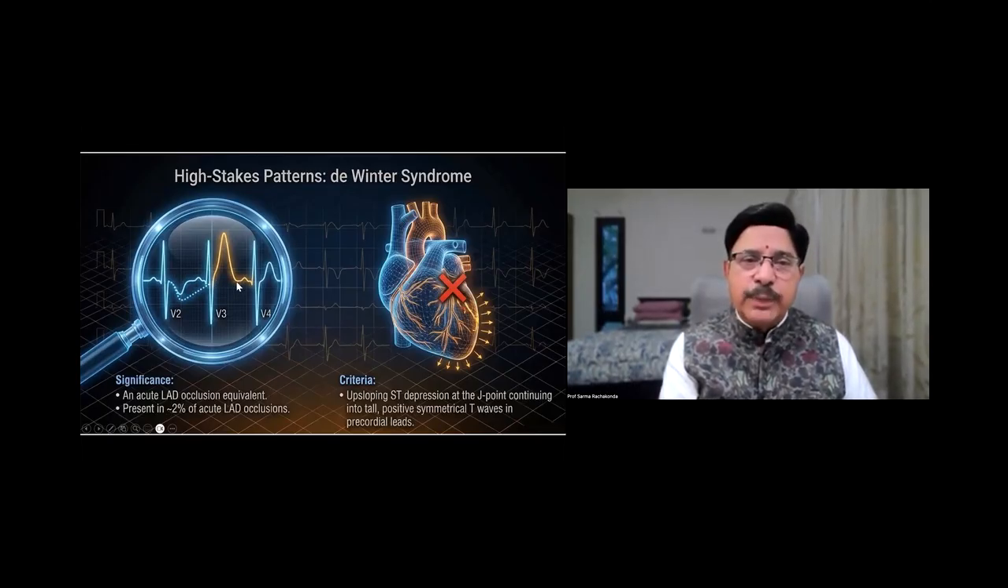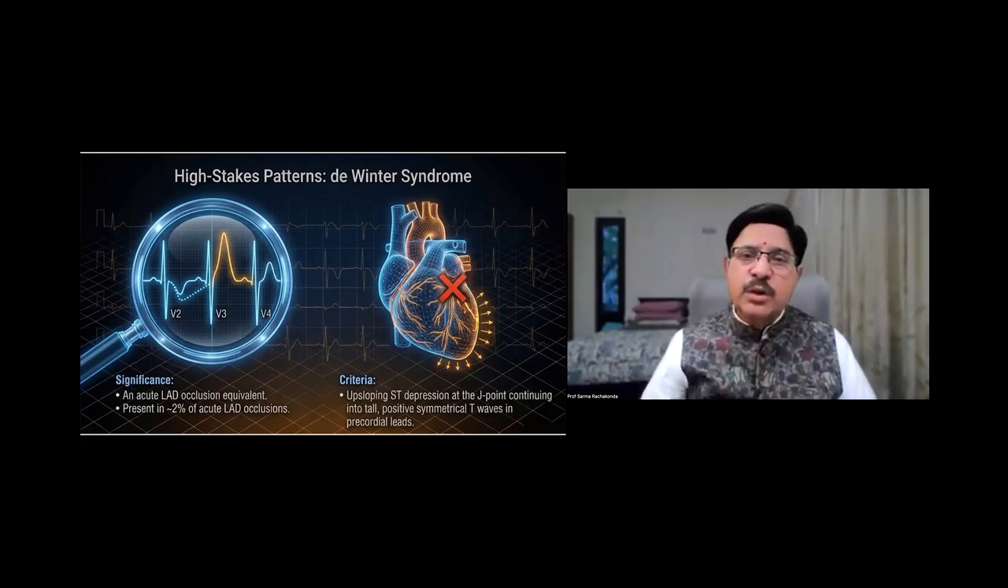Here, a wide-based, tall, conspicuously present hyperacute T wave in again V2 and V3. Acute LAD occlusion. This also signifies LAD occlusion. This is an equivalent of ST elevation LAD, present in 2% of LAD occlusions. You cannot miss the De Winter sign.